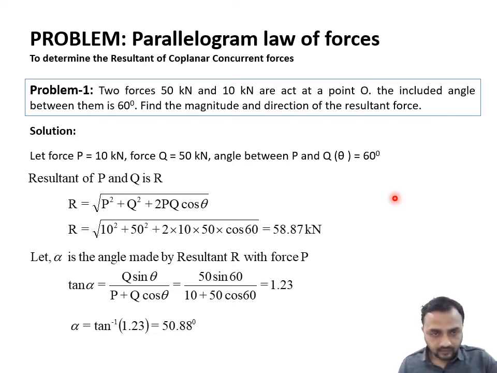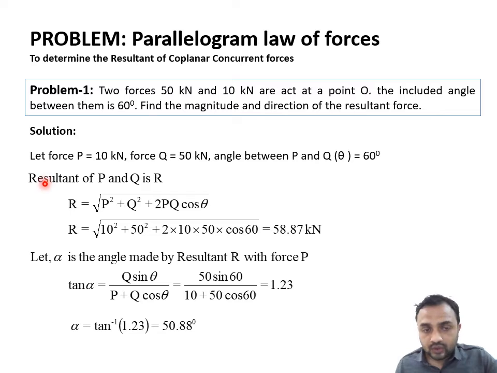Okay, so my first problem is, if two forces, that is 50 kilonewton and 10 kilonewton, act at a point O, the included angle between them is 60 degree. Find the magnitude and direction of the resultant force. This is your question. The solution: first, let the force P equal 10 kilonewton and Q equal 50 kilonewton. The angle between P and Q is 60 degree, given in the question.